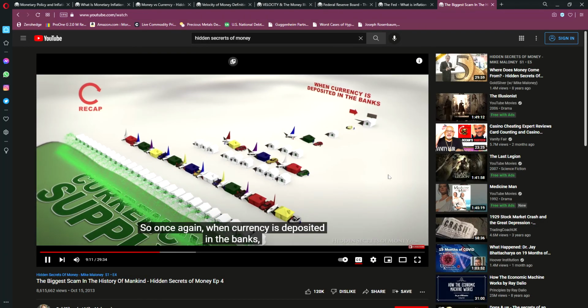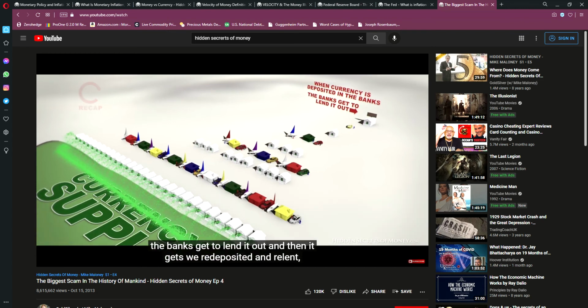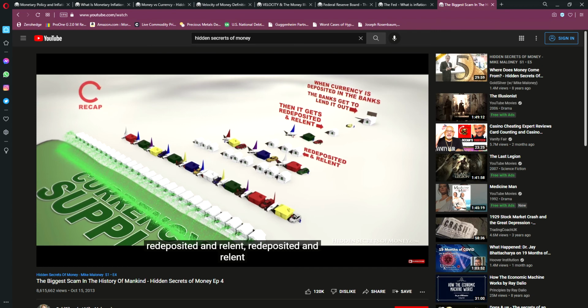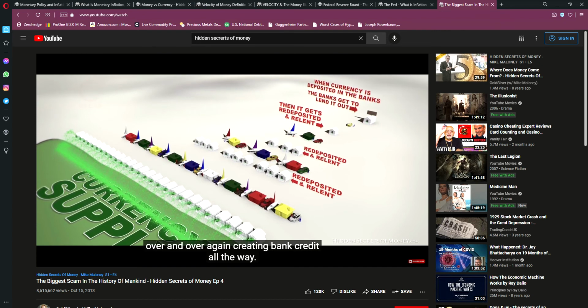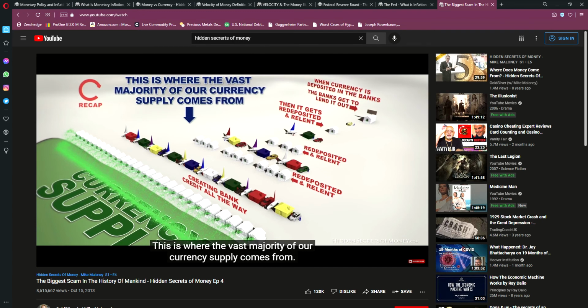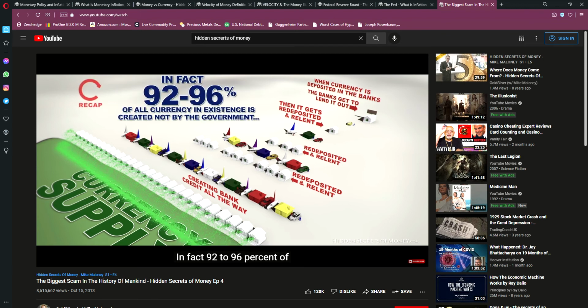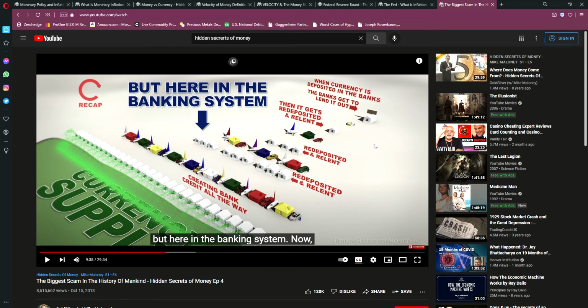So once again, when currency is deposited, the banks get to lend it out, and then it gets redeposited and relent, redeposited and relent, over and over again, creating bank credit all the way. This is where the vast majority of our currency supply comes from. In fact, 92 to 96% of all currency in existence is created not by the government, but here in the banking system. Okay, I want to pause momentarily and just point out that this is part of where inflation comes from: the fractional reserve lending system. It allows banks to take a certain percentage of your cash, put it in the vault, and the rest they get to lend out. All right, let's continue onward.